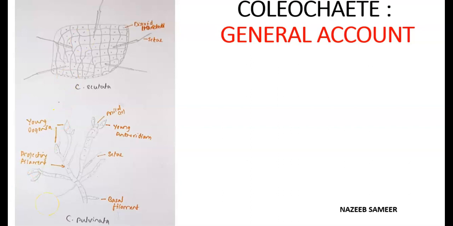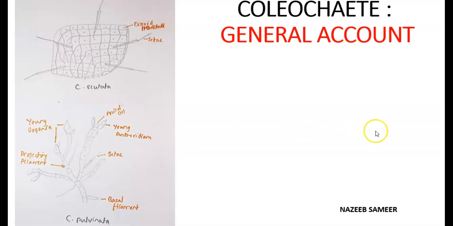Hello, today we are going to see a very important algal genus, that is Coleochaete. So Coleochaete is a freshwater green algae which has around 10 species recognized worldwide, and out of these around 3 species are found in India.